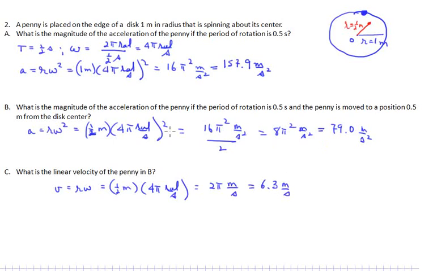Now in terms of directions, for this first case, the acceleration is pointing inward. The second case, it's also pointing inward, so in other words, the direction is always changing. And then the direction for the linear velocity is tangential. So let me draw that here. That would be pointing that way. This would be v, assuming that omega is in this direction.